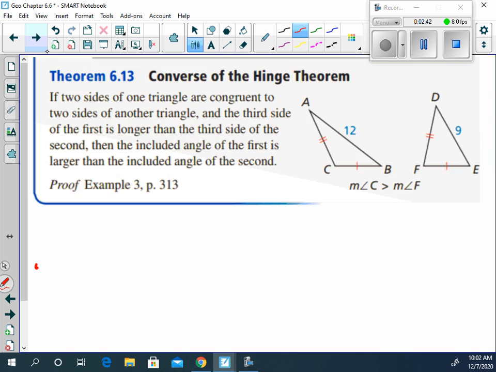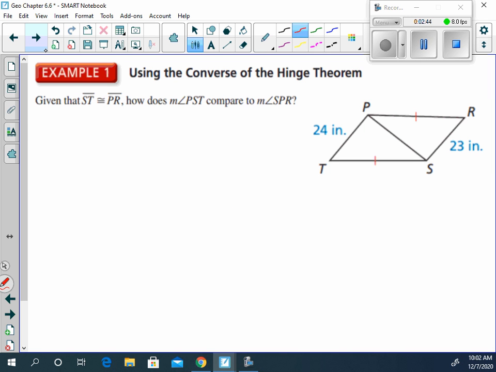Again. Oh, other way. There we go. Given ST is congruent to PR, they have it drawn. But we can also say that PS is congruent to itself, yes? So these two triangles have two sets of congruent sides. Compare angle PST to angle STR.